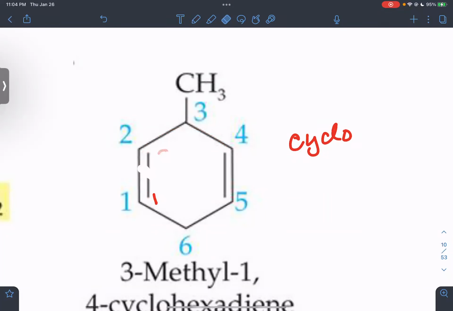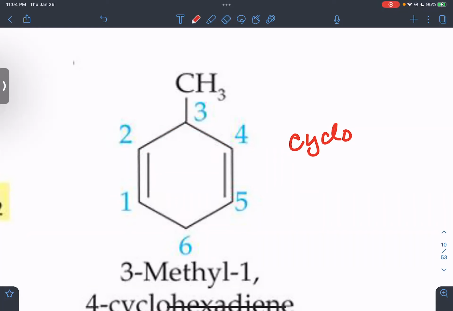Okay. Now, could you have started here? 1, 2, 3, 4, 5, 6. Yes, you get exactly the same answer. So there's more than one way to do some of these.